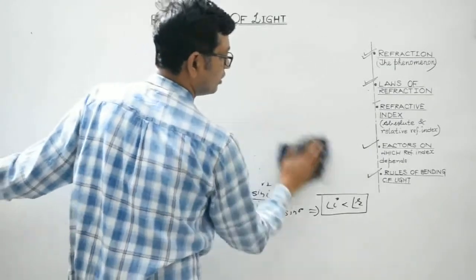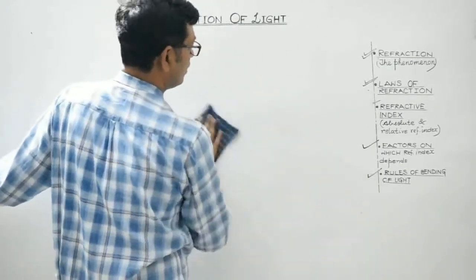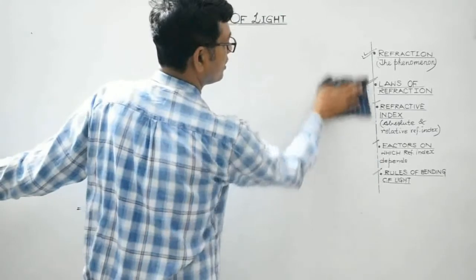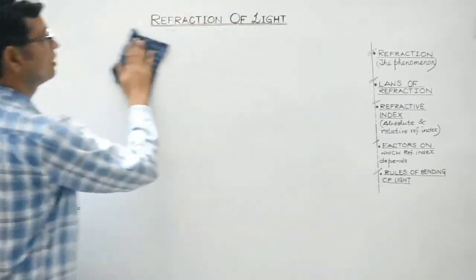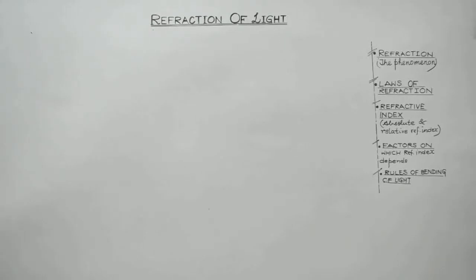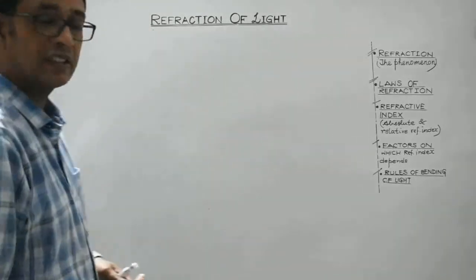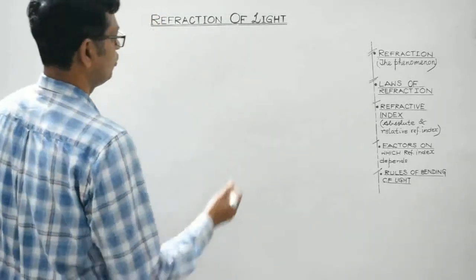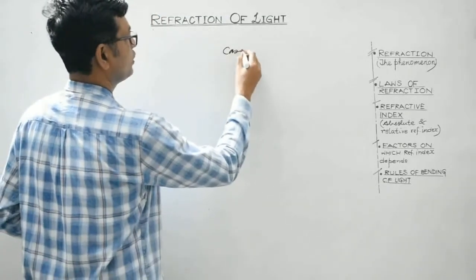Also students, you need to understand how to apply Snell's law. That also I will tell you, and after that we can discuss the principle of reversibility of light. Let's consider 2-3 cases. Case 1.